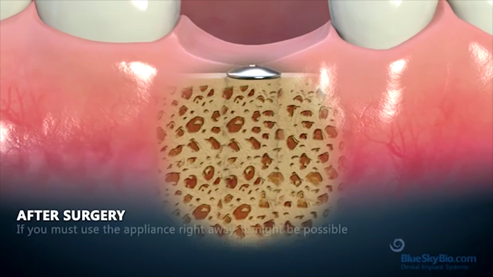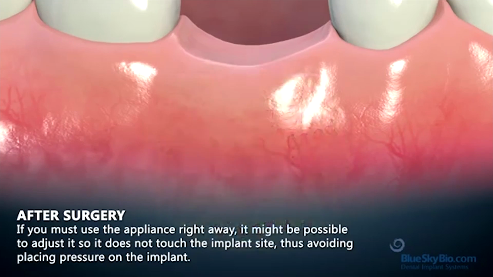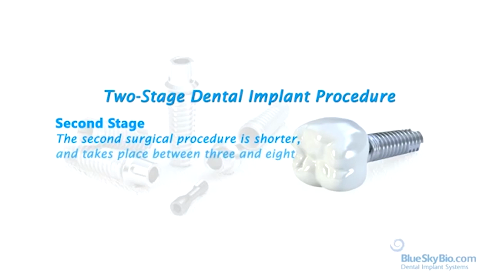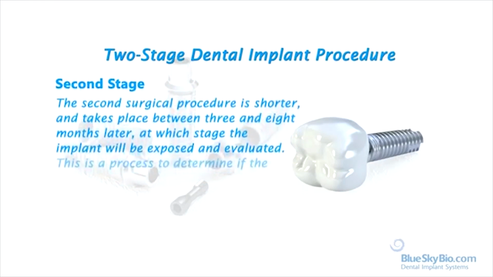If you must use the appliance right away, it might be possible to adjust it so it does not touch the implant site, thus avoiding placing pressure on the implant. The second surgical procedure is shorter and takes place between 3 and 8 months later, at which stage the implant will be exposed and evaluated.